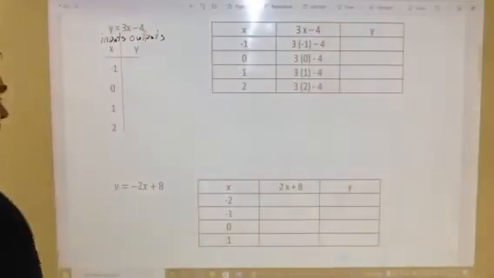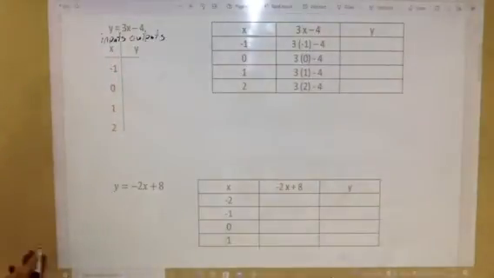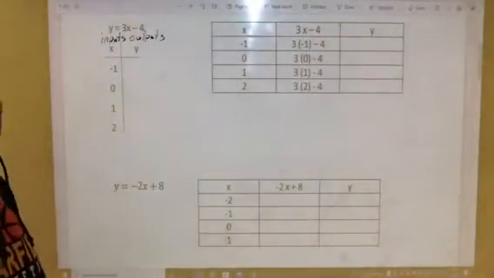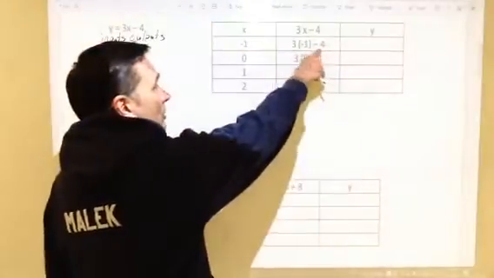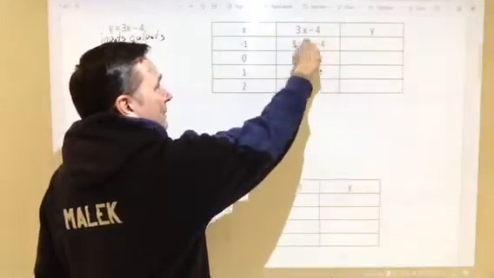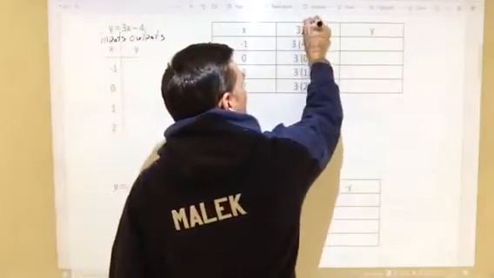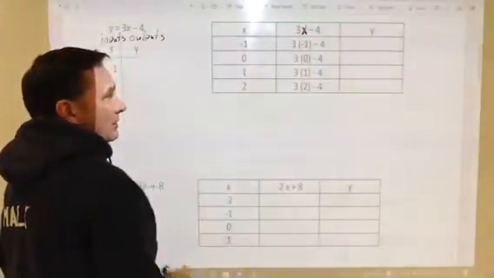Now, I chose to use the numbers for my inputs as -1, 0, 1, and 2. So we want to solve that. We're plugging and chugging, plugging the numbers in to get our answer. And this is how it looks. The 3 stays the same, the -4 stays the same. The only thing that's changing is this x value that we're replacing with our input values.